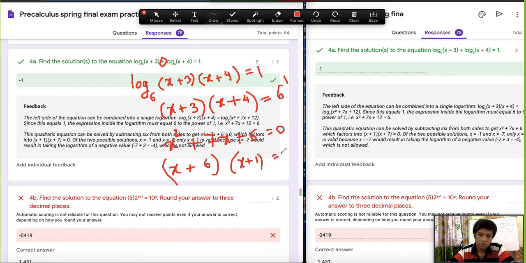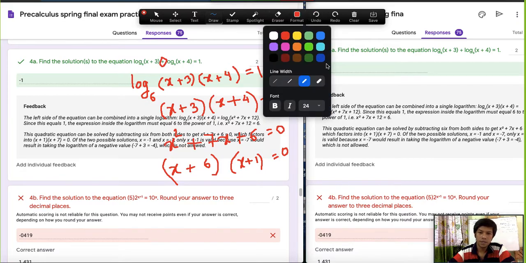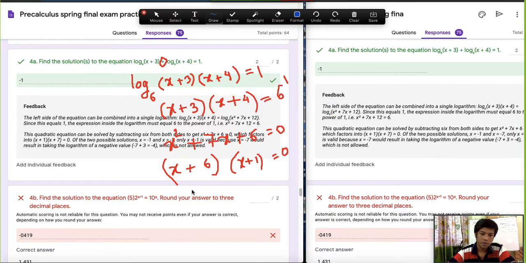X plus 1 equal to 0. That means we have two answers here. One answer is, if x plus 6 is the factor, then the answer is minus 6. If x plus 1 is the factor, the answer is minus 1. Okay, so we have two answers here, but both of them are not correct. Only minus 1 is correct.